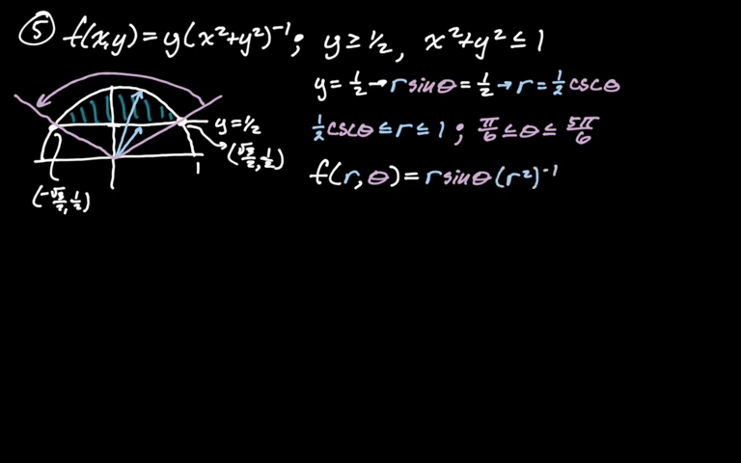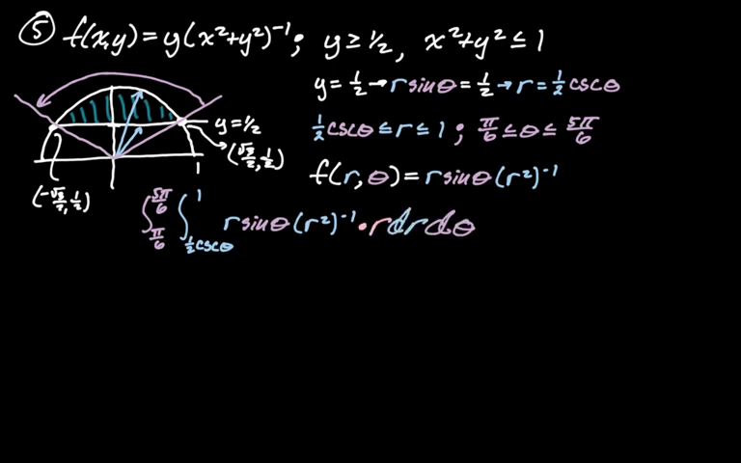So this is an example where the bounds for r depend on theta, so we cannot separate this into 2 integrals. I wish we could. I always wish we could. Here's our bounds. We're going to put in this thing. We got r sine and then r squared to the negative first. There's going to be another r dr d theta.